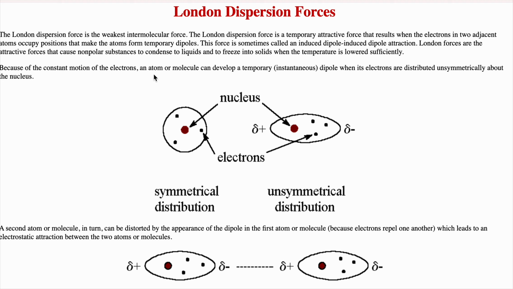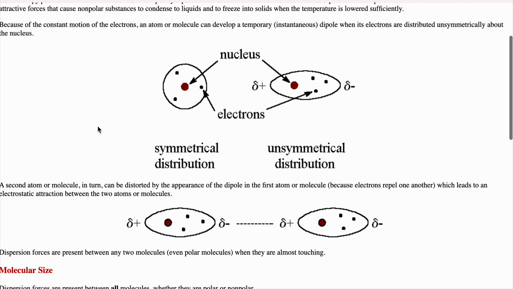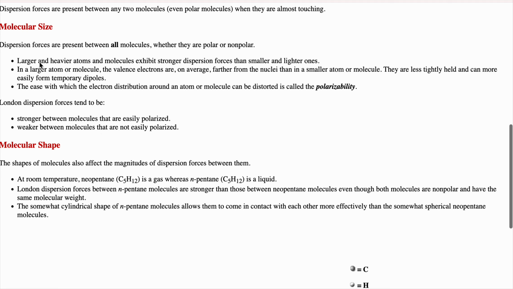Because of the constant motion of the electrons, an atom or molecule can develop a temporary dipole when its electrons are distributed unsymmetrically. Dispersion forces are present between all molecules, whether they are polar or non-polar. Larger and heavier atoms and molecules exhibit stronger dispersion forces than smaller ones. If a compound has more carbon atoms, it has stronger dispersion forces than a compound having fewer carbon atoms.